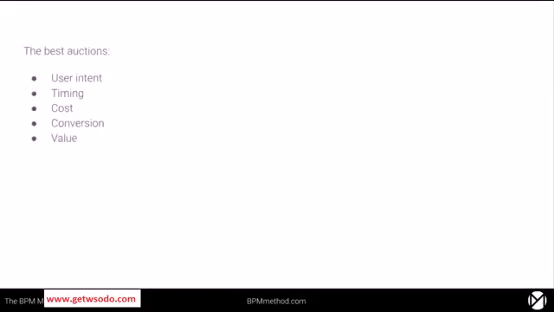Now, when I look at the auction itself, there's a few different things that you need to understand about how the auction works and why my testing process works so well. So the first thing is the best auctions identify the user intent. So even if you've got 500,000 people in any given audience that are highly likely to purchase, it doesn't mean that as soon as they see your ad, they're going to buy.